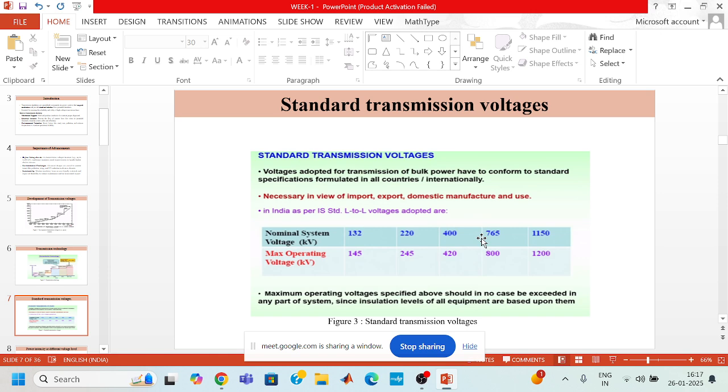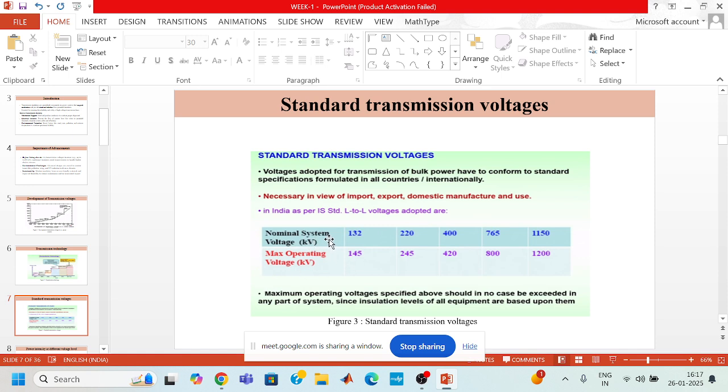When you look at the standard operating voltages of transmission across the globe, the voltages adopted for bulk power transmission have to conform to standard specifications, that is, a nominal system voltage and a maximum operating voltage. In India, as per the Indian standards, line to line voltage is adopted, with nominal system voltage and also maximum operating voltage.